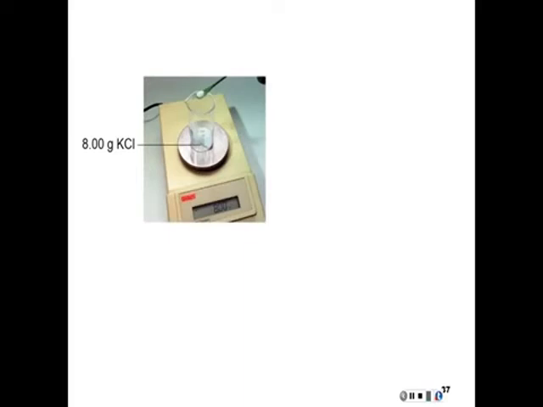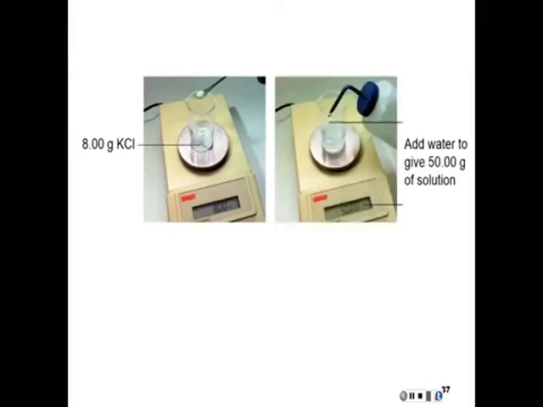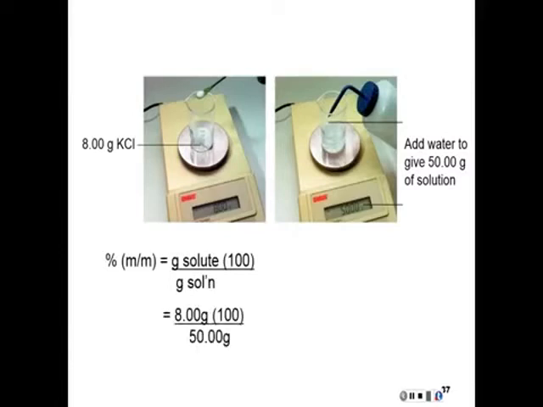So if I weighed out 8 grams of potassium chloride on the scale, and then I added enough water so that the total mass became 50. So that 50 now includes the 8 grams of KCl. So that's going to be the grams of solution. So if I wanted to calculate the mass percent, I write down my formula and replace the data, and I get 8 over 50 times 100, I'm going to get a 16% solution. Now it didn't matter that it was 8 grams of KCl, it could be 8 grams of anything, as long as it dissolves in water, and I would have got a 16% solution.